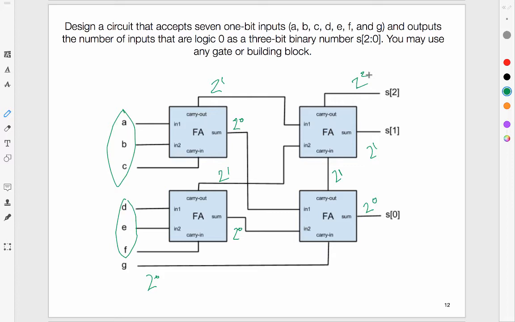For this one, you have to invert the inputs? Oh, did I mess up? Number of inputs at a logic 0. Yeah, you're right. So I guess what I have solved is number of inputs at a logic 1. You have to invert them. Okay.